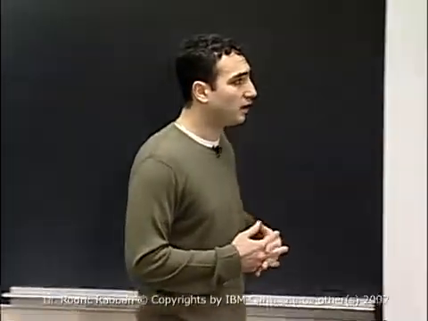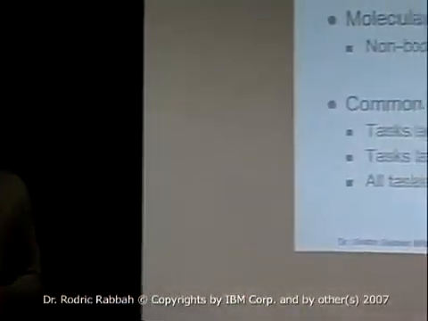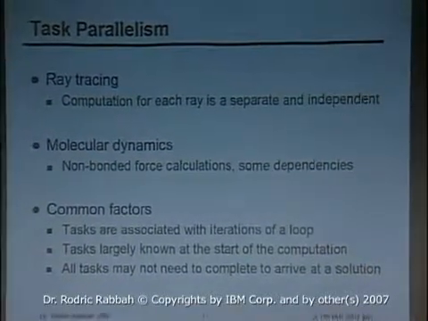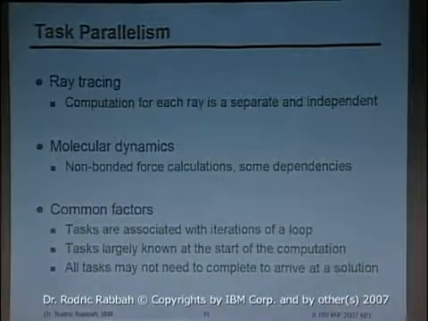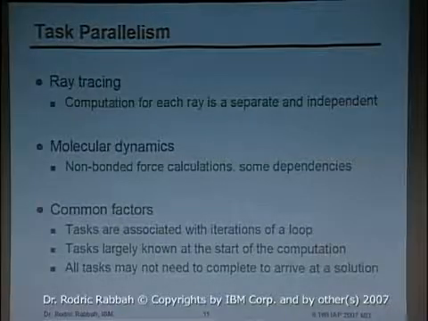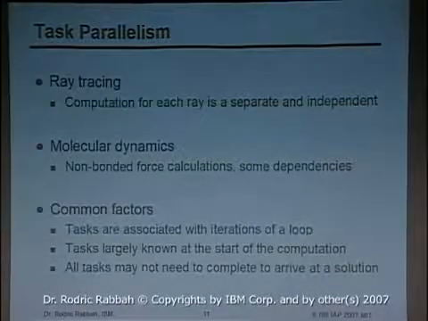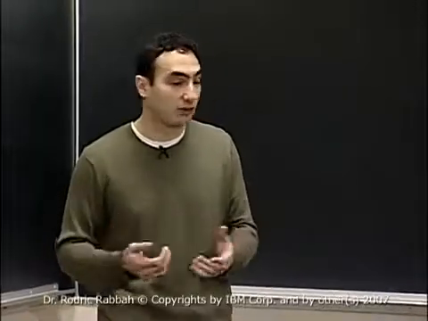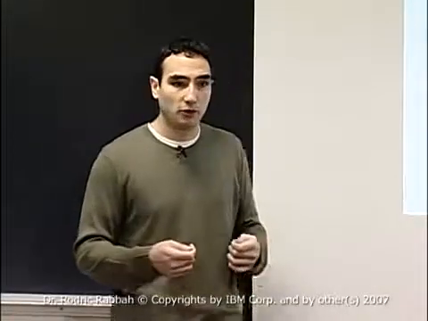So the common factors here are that your tasks are associated with iterations of a loop, and each processor can do a different iteration of the loop. Often you know what the tasks are before you start your computation, although in some cases, like in ray tracing, you might generate more computation as you go along, because as the ray shoots off, you're calculating new reflections, and that creates extra work. But largely, you have these independent tasks that you can encapsulate in threads, and you run them.